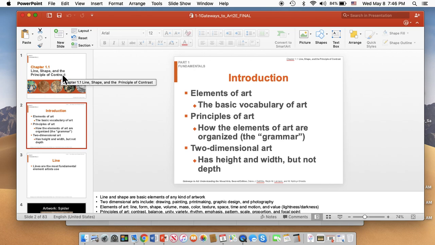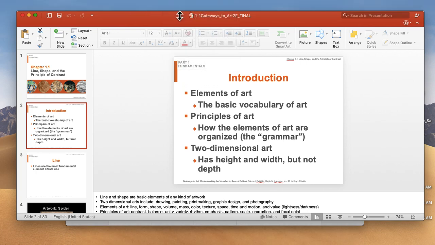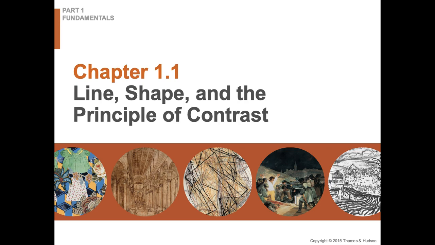Ways, Chapter 1.1, Line, Shape, and Principle of Contrast. We're going to get into the elements and principles here. In Chapter 0.0, the intro chapter, right at the end, it talks about formal analysis, and you're going to hear that repeated a few times. But formal analysis is basically using the elements and principles.